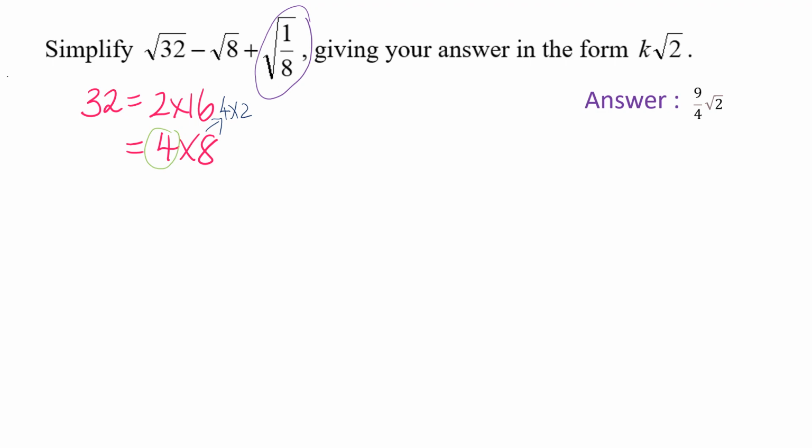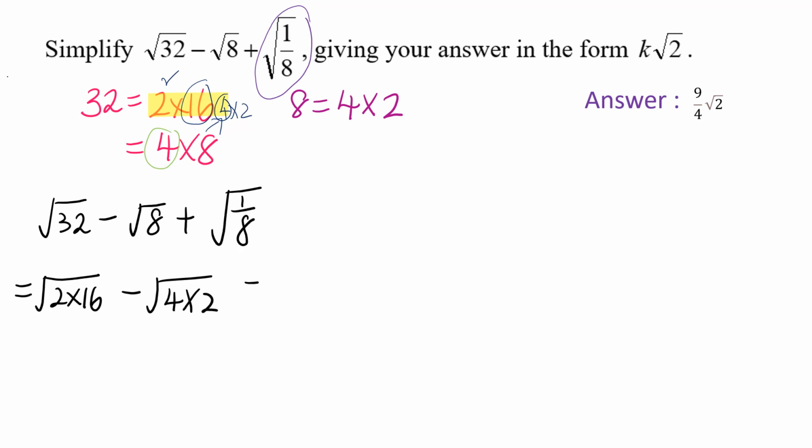So can you see, you have to do one extra step. So rather than doing that, if you have 4 times 4 times 2, then the 4 times 4 will give you 16. So it makes sense to use 2 times 16 instead of 4 times 8. So 2 times 16 is the more relevant one. So for 8, the factors would be 4 times 2, and 4 is a perfect square. Okay, let's put everything back into the questions.